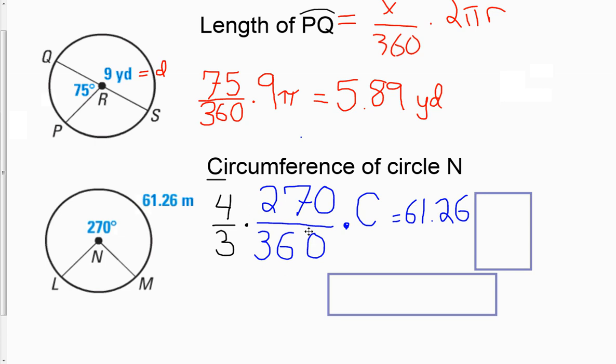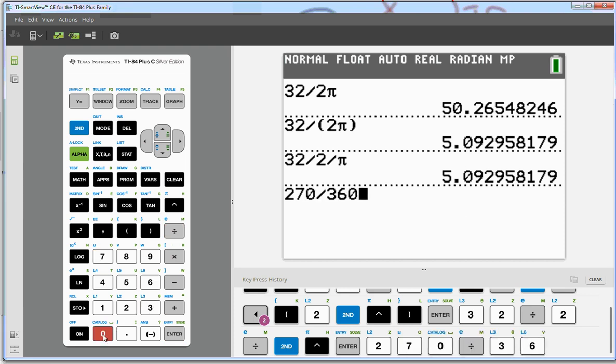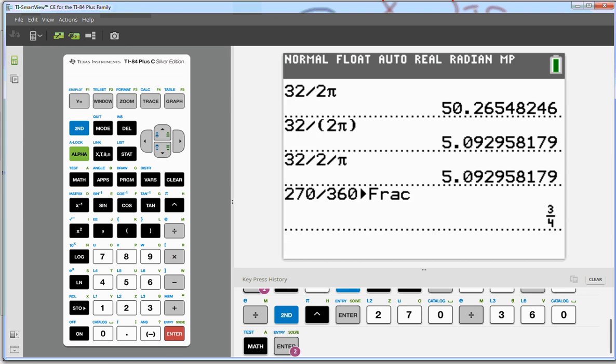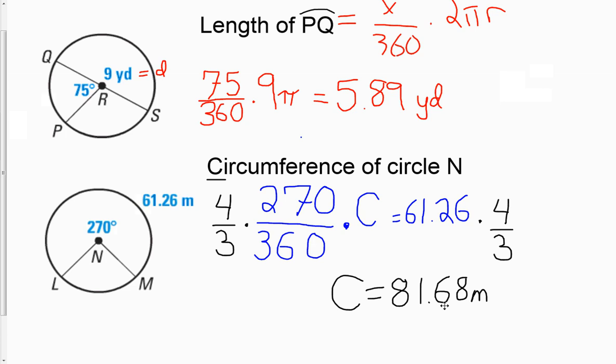Now, clearly you could do this in your calculator, simplifying like this, 270 over 360, and then on my calculator, I usually hit the math button, fraction, 3/4. Most calculators that are not this fancy do have some sort of fraction reducing button. So feel free to look around for that or Google it. So times 4/3 on both sides. 4/3 times this is going to be a little over 80, and we get 81.68 for our answer.